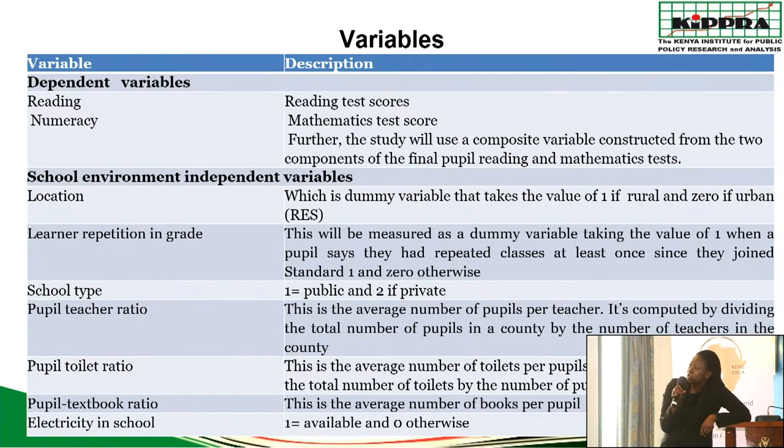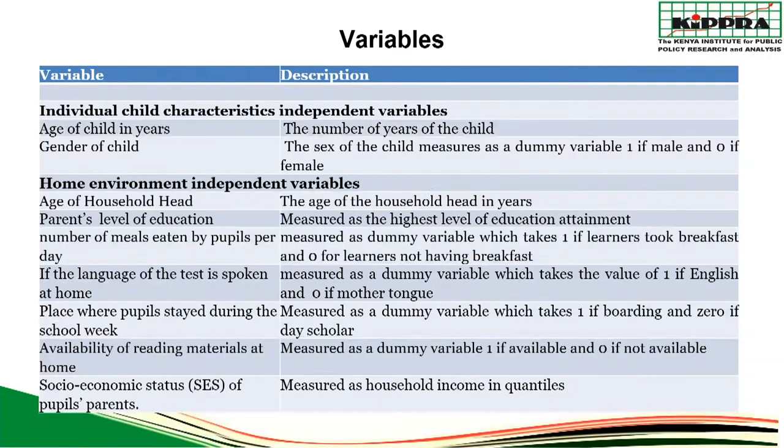My dependent variable will be reading and numeracy. So, reading test score, and numeracy in terms of mathematics. Then the school environment independent variables: the location, which I had earlier alluded to, the learner repetition in grade, the school type, whether public or private, pupil-teacher ratio, pupil-toilet ratio, textbook, electricity.